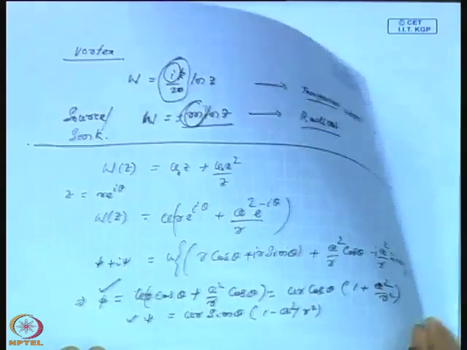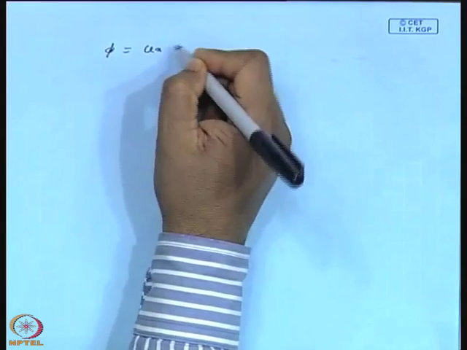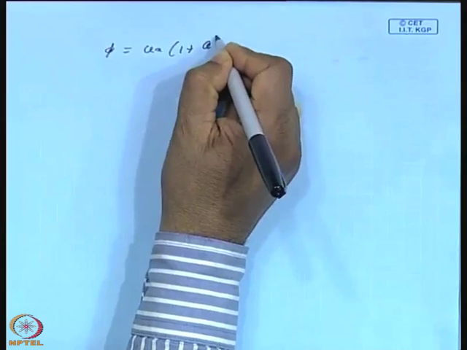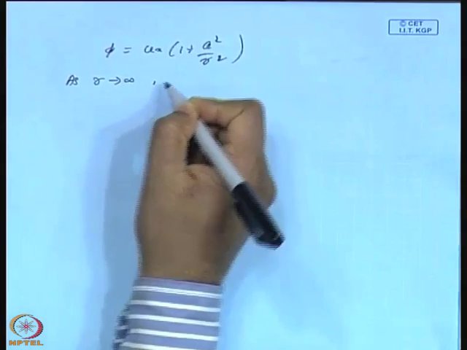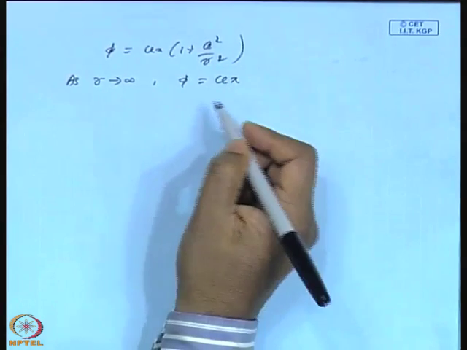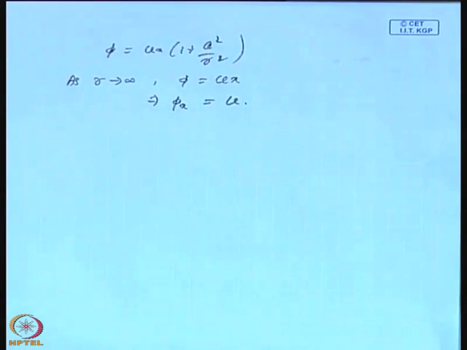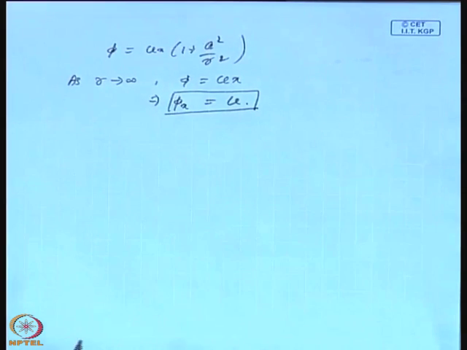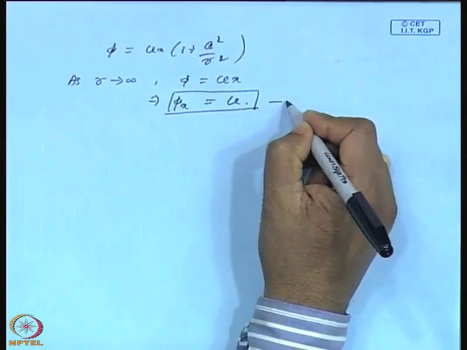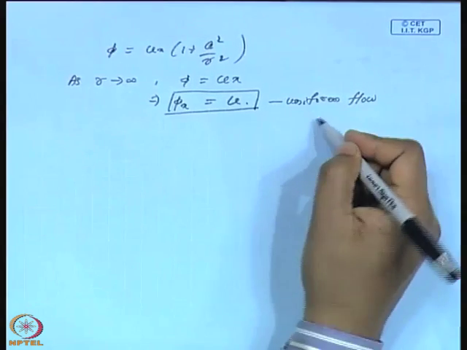Now, phi can also be written as u x, because x is r cos theta, into 1 plus a square by r square. So as r tends to infinity, my phi becomes u x, which implies my phi x is equal to u. Phi x is u means velocity in the x direction in the Cartesian coordinate, and that represents a uniform flow along the x axis.